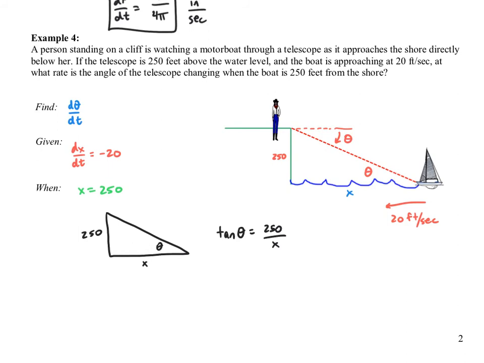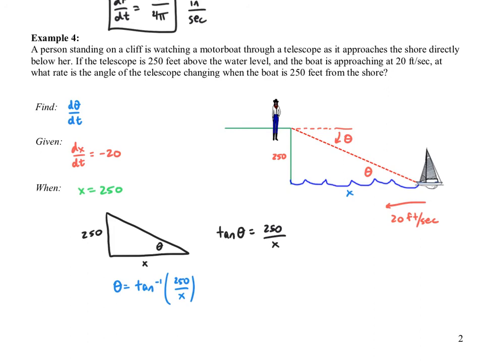Now we could certainly start taking derivatives right now, but what I would propose is that we solve for theta, because remember we're trying to identify d theta dt. So if we solve for theta now and then take the derivative, we might save ourselves a little bit of time.